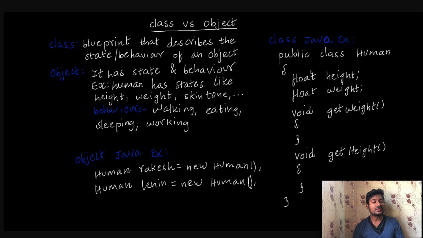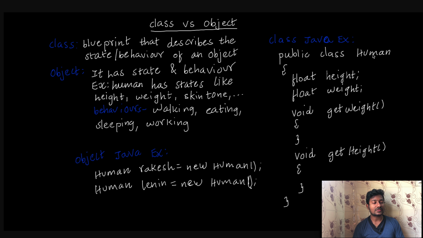So let's come to the Java example regarding class. This is a sample class. I have created a class called human and I have defined some variables called height and weight, which are called states. Let's come to this example. Public class human. Public and class are two keywords. All the characters in these keywords should be in lowercase. Keywords have some special meaning. I have already covered keywords in the previous videos. If you haven't watched, please go and watch that video also.